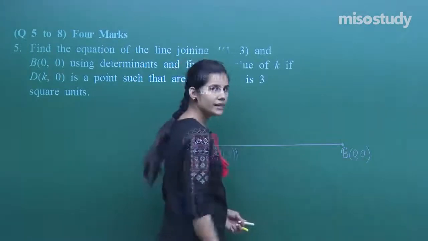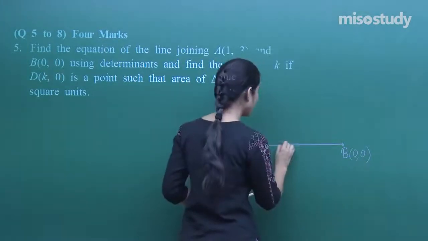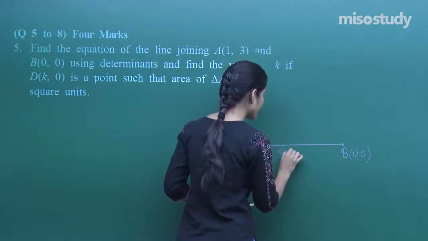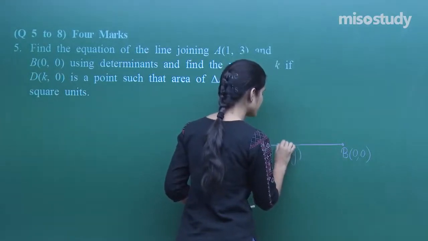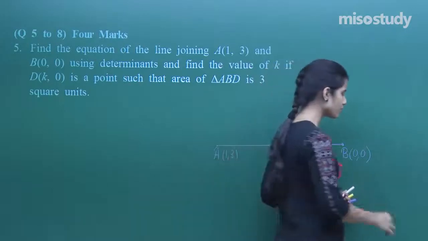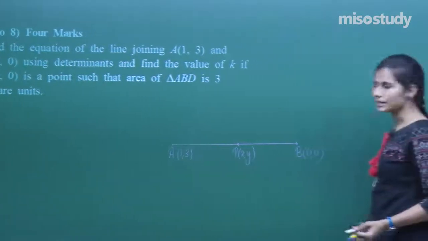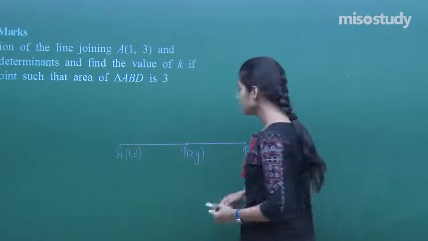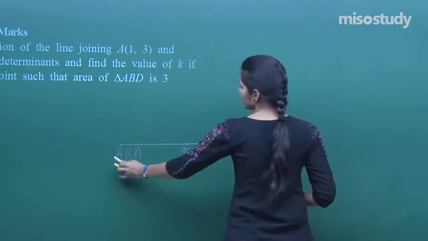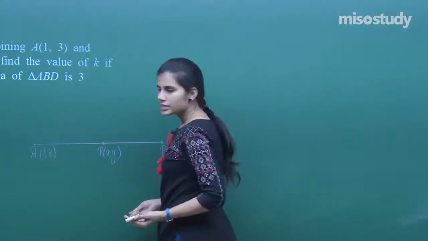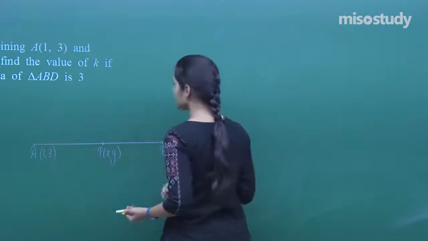First of all, in order to find the equation of this line joining A and B, I take a point P(x, y) on this line. It is a varying point, obviously, because I need the equation of this line, so I need to see what property is being followed by all the points lying on this line. So I take an arbitrary point on this line. Now if you see, if these are three collinear points, obviously the area of the triangle APB is 0.